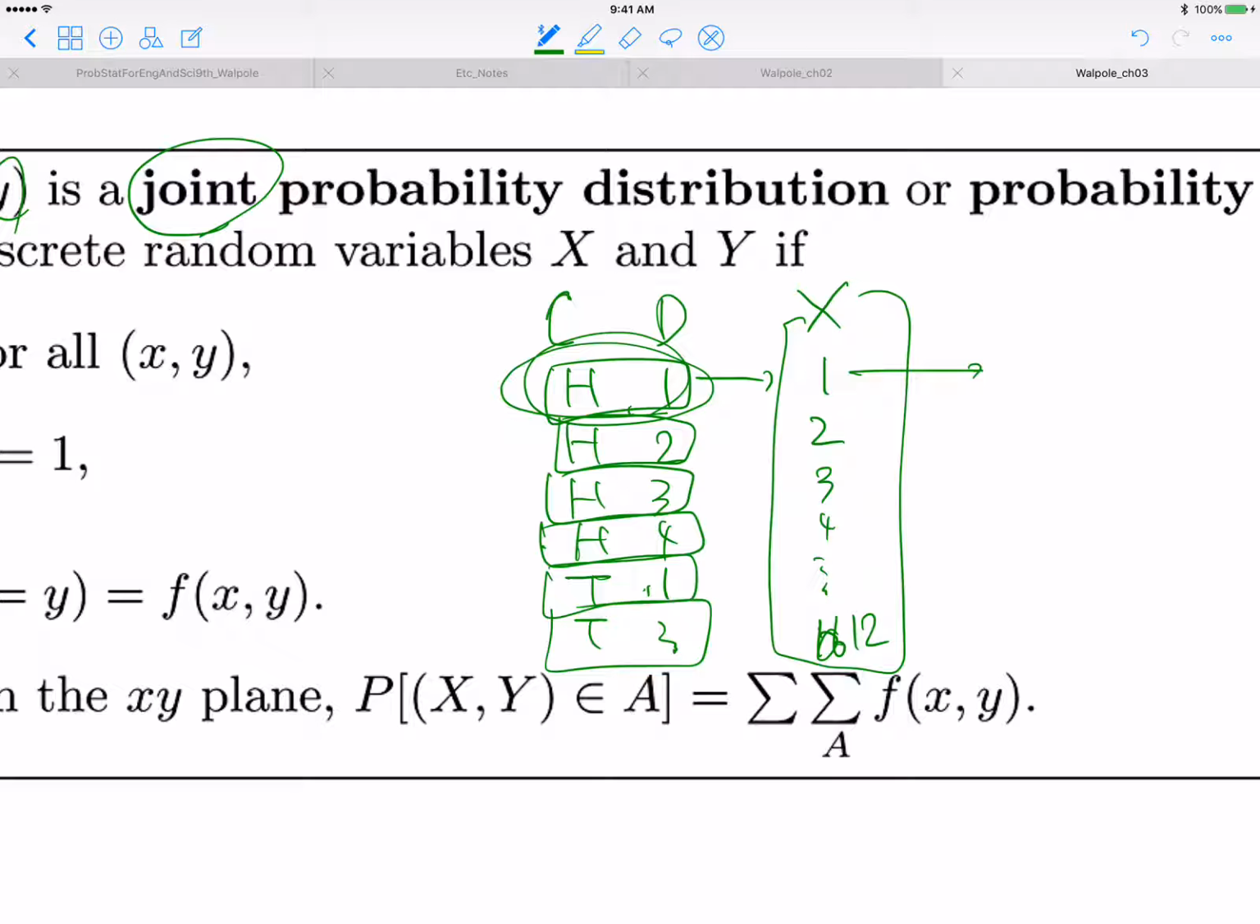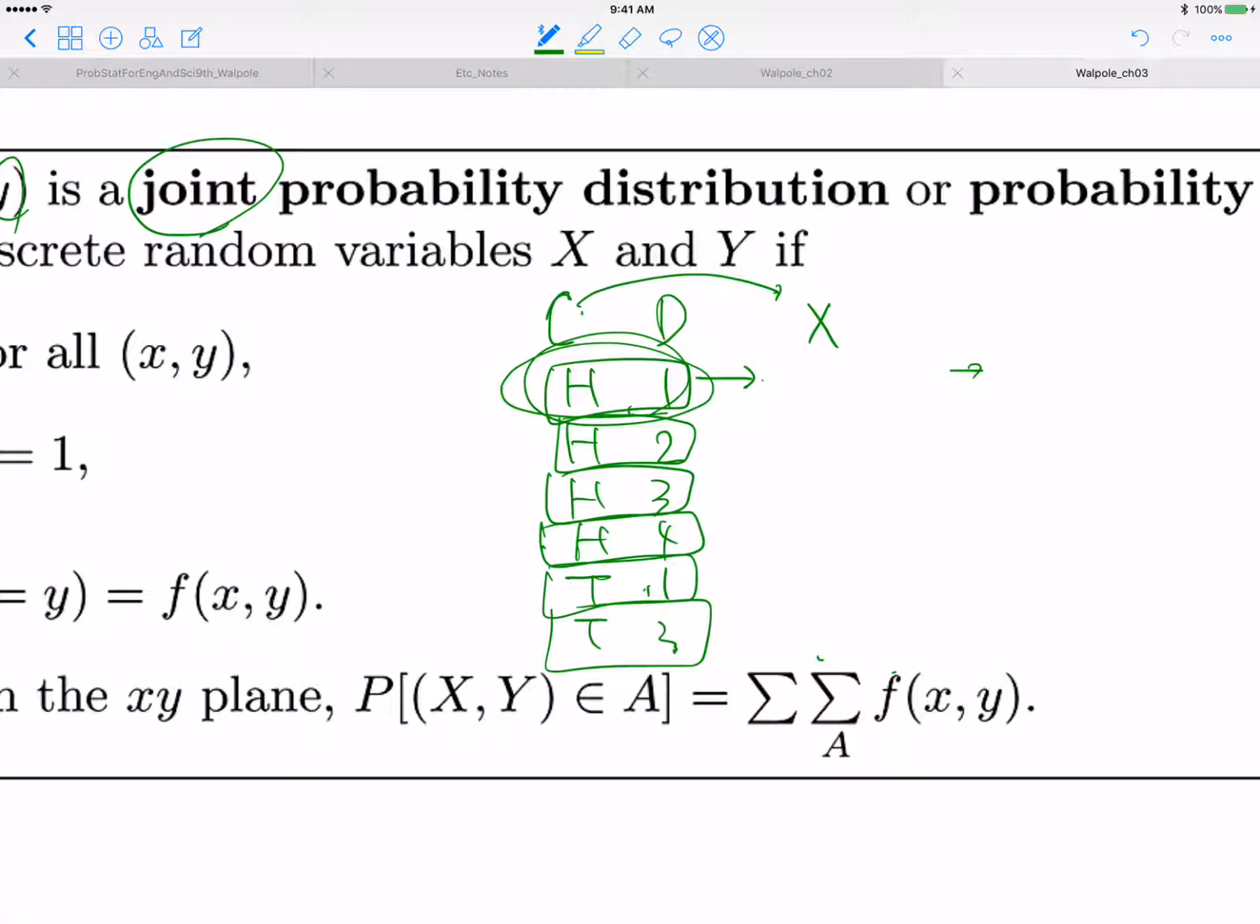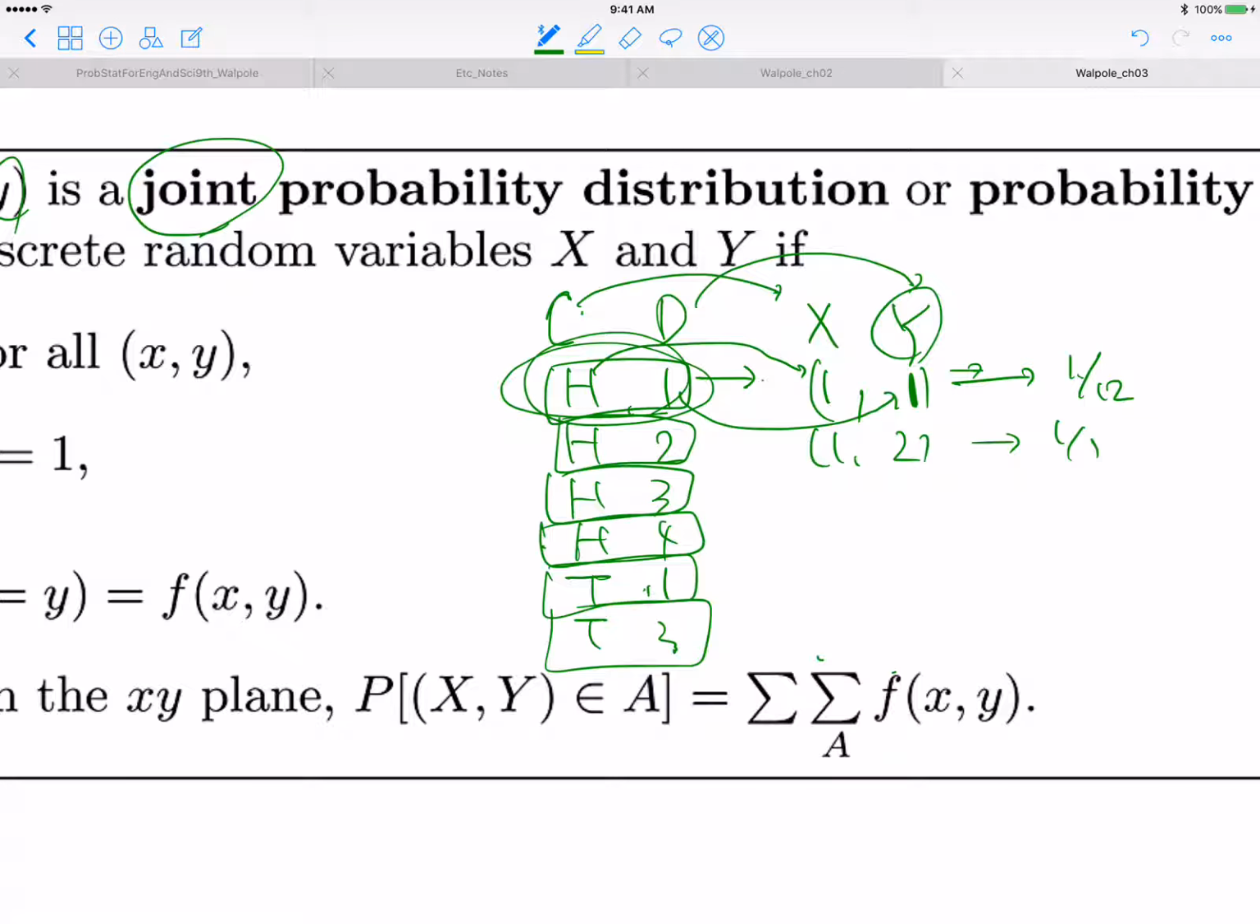Okay, and then from this joint, in this case, let me just explain it again in this different way. So C is mapped into a random variable x, and D is mapped into a random variable y. So H is mapped to 1, and this dice value 1 is mapped to 1 for the random variable y. Okay, so 1 comma 1 will have a probability of 1/12. Okay, and 1 comma 2 will also have 1/12, and so on.